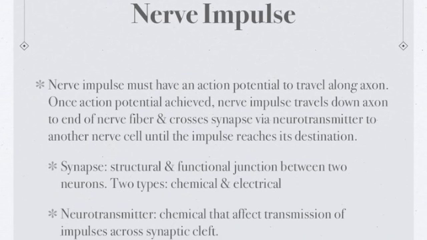We know that there has to be an action potential in order for that message, whatever it is, to travel along that axon, okay? Once that action potential is achieved, then the nerve impulse travels down the axon to the end of the nerve fiber, and it will cross the synapse. It will go via a neurotransmitter to another nerve cell, or maybe an end organ that's going to respond. Wherever that nerve is ending, that's where that synapse will lead that message, okay? The synapse has two different types, chemical and electrical, and it is the structural and functional junction between the 2 neurons. And then the neurotransmitter is the chemical that affects transmission of the impulses across the synaptic cleft.